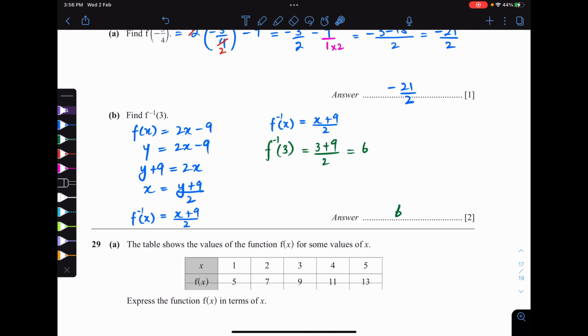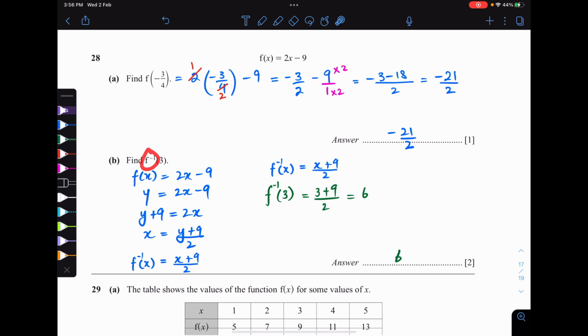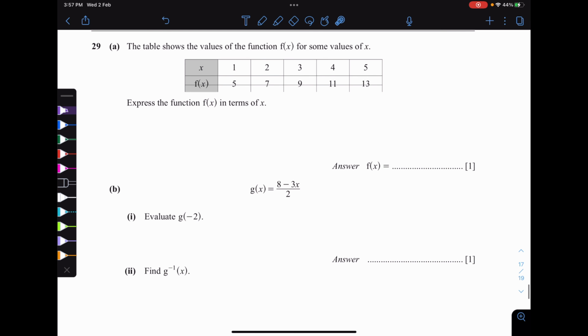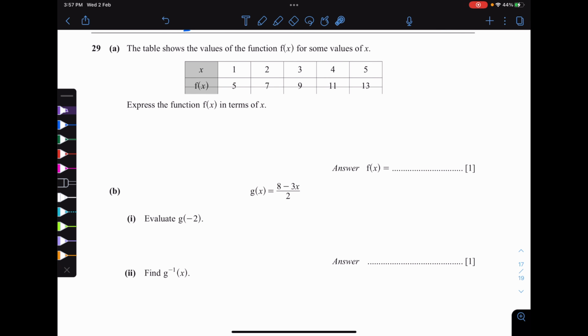Let's just go through this question once again. This question requires us to go to f inverse and put the value of x as 3. And for that, we first found f inverse of x, and then we went on to put x is equal to 3. Now, for the next question, this is question number 29.